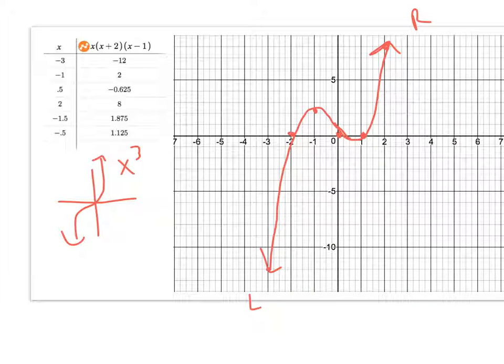That is what my sketch should look like. Now, notice that I picked other points here. This point was the point 0.5, -0.625, which looks like approximately what that is right there. And I picked a few other points. -1.5 was at 1.875, and -0.5 was at 1.125. So my graph looks approximately correct.